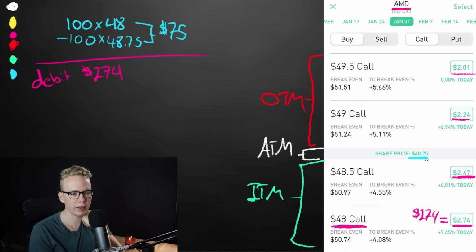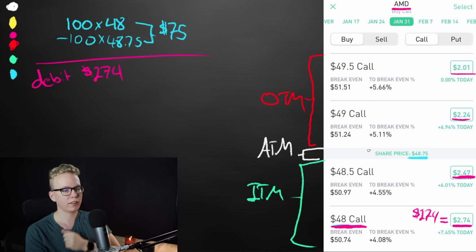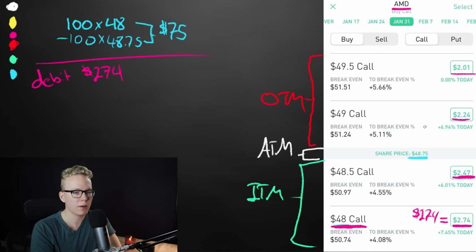So as the share price moves around, making these call options less or more in the money, the price right here is going to shift around. Just like a share would, if you're trading AMD shares, it's going to go up and down, and you're going to buy at one price and sell at another. So in this case, let's say that we bought this $48 call for $274.